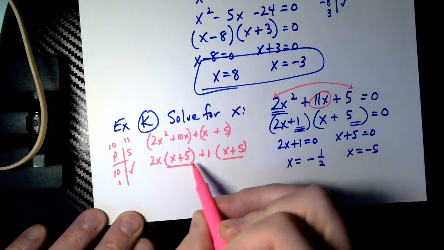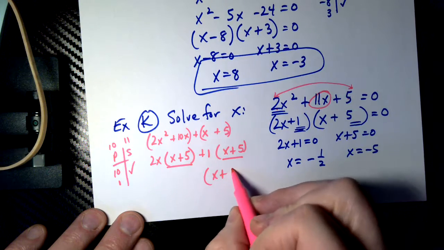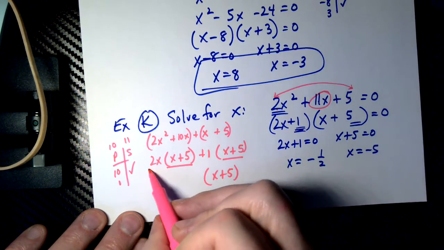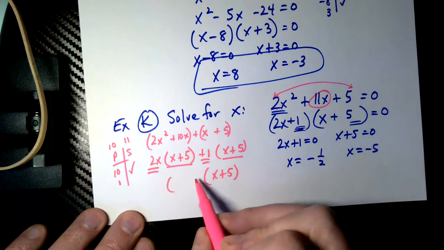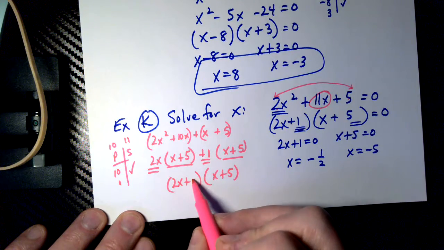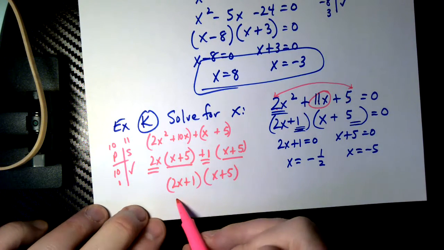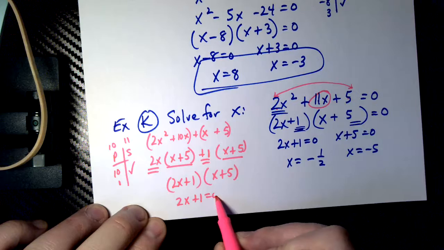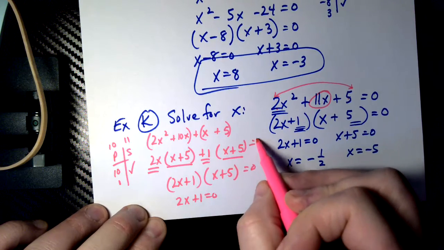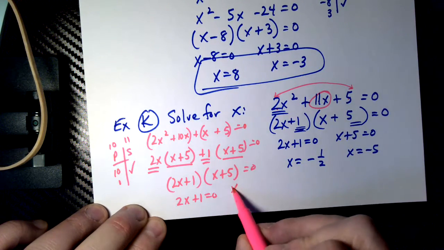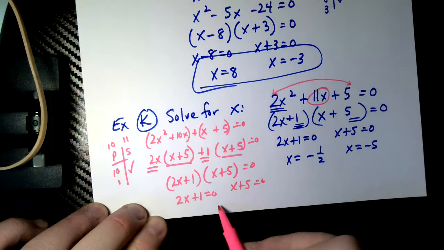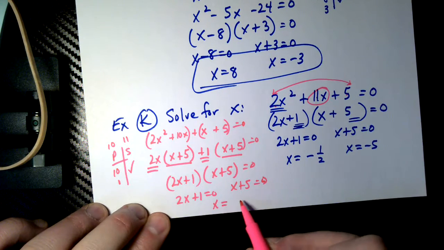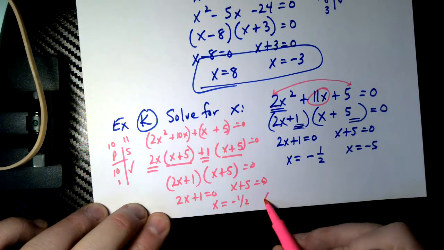These parentheses match, so that's one of the factors. These outside numbers are my other factor. Then I set those equal to 0. This whole thing should have been equal to 0 the whole time. And we end up with the same two answers. x equals -1/2, x equals -5.